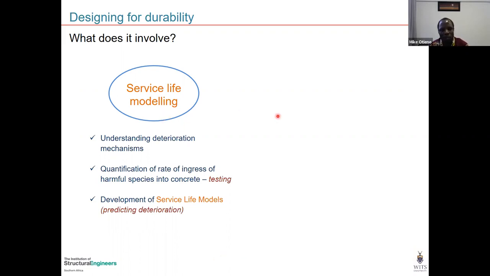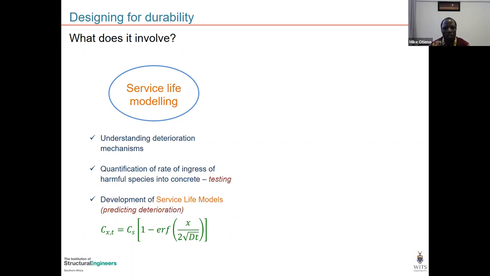The other leg of durability design involves, if I proceed, this is, for example, an example of a service life model. This is one that is used for chloride-induced corrosion from a design point of view. It helps with choosing the type of cement, things like the cover depth, and you can also use it for existing structures to predict the residual life.